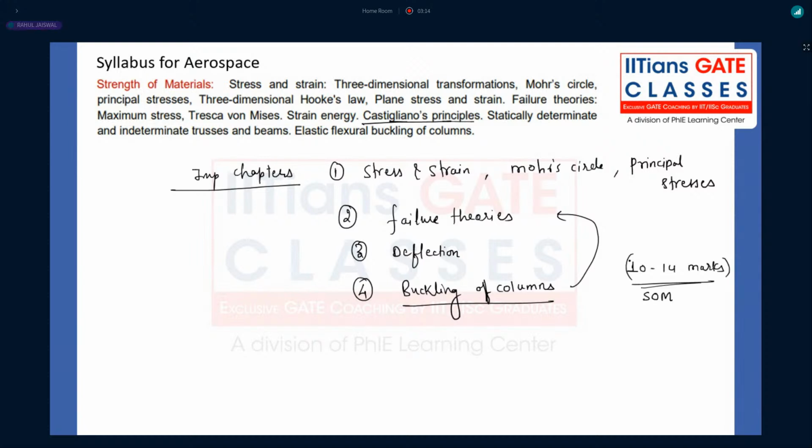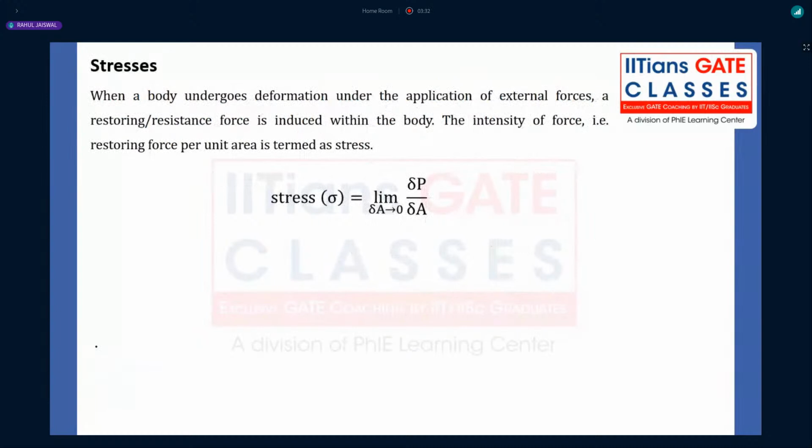All of you? Deflection of beams. Now, when you see the very first topic, chapter number 1, we will be studying here stresses, right? Now, what do you mean by stress? See, it's a very basic fundamental thing.